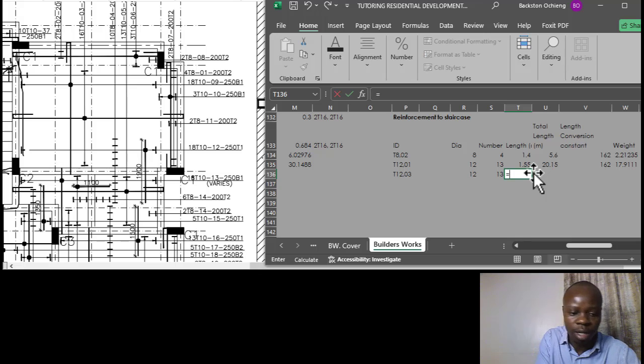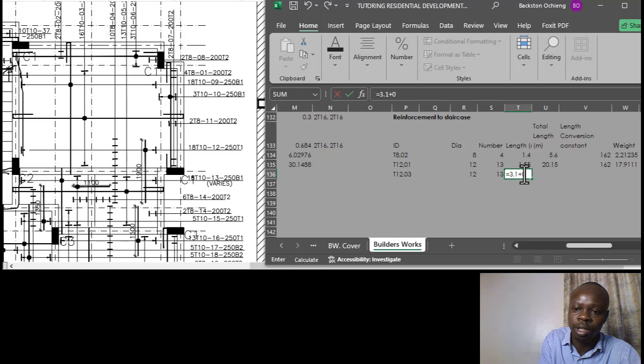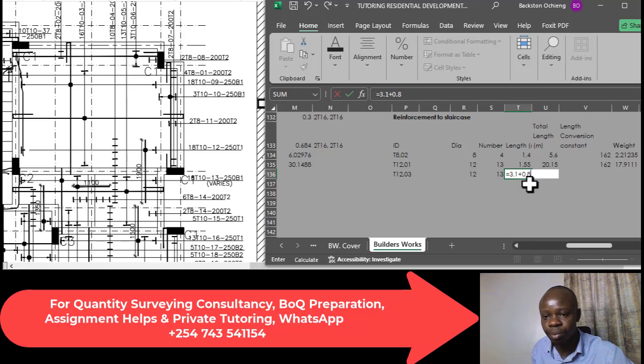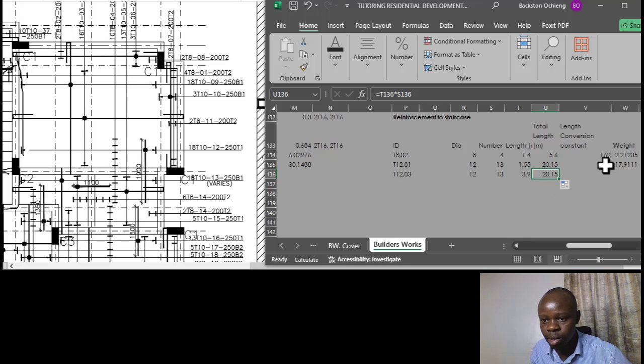The length of one is equivalent to the waist, which is 3.1, and then we add the landing, which has been shown as 1, but then we are going to take 800, so that is 0.8. For the total length, we just multiply the length of one by the number of bars, and the constant is the same, and then the weight is worked out the same way.